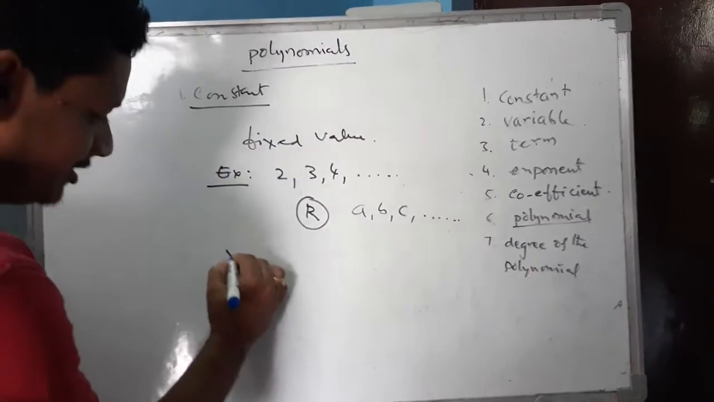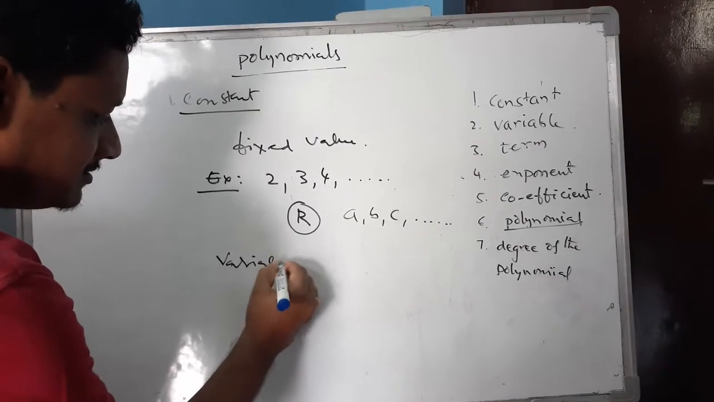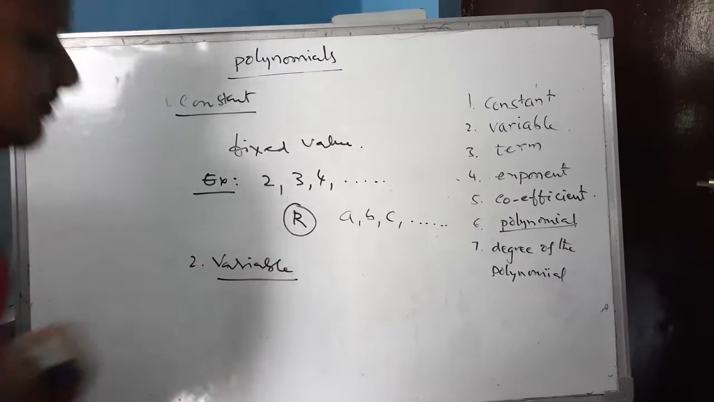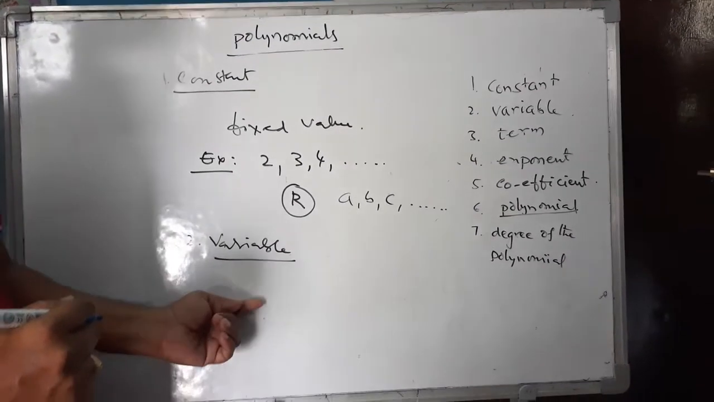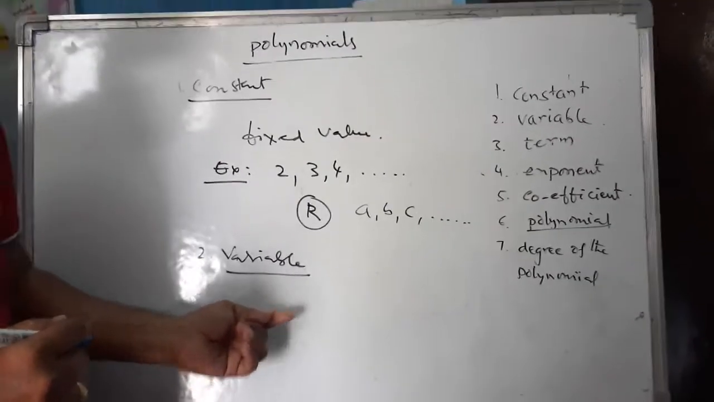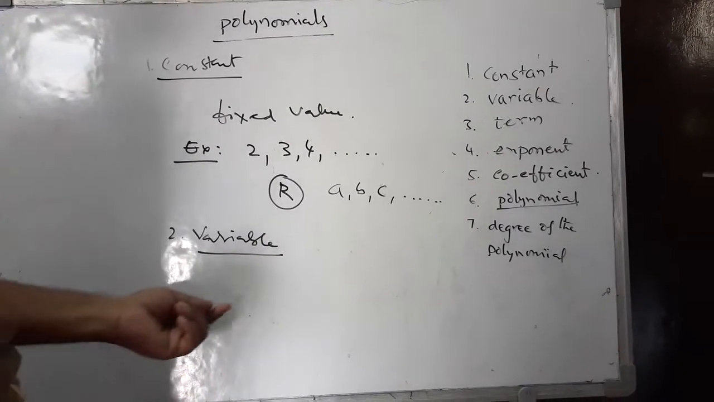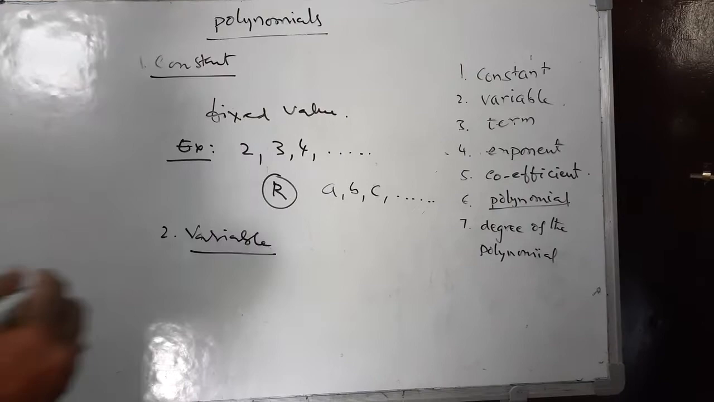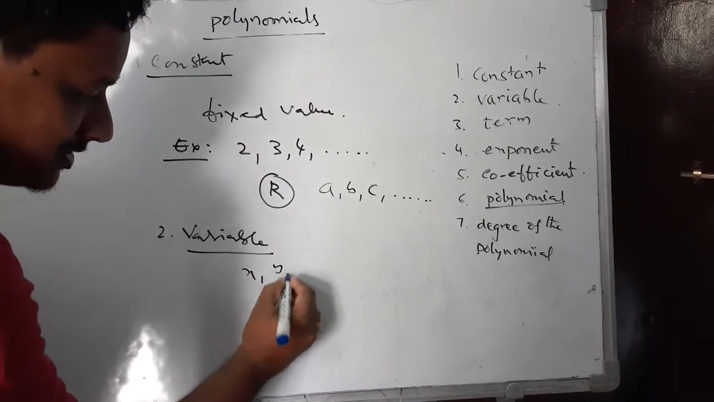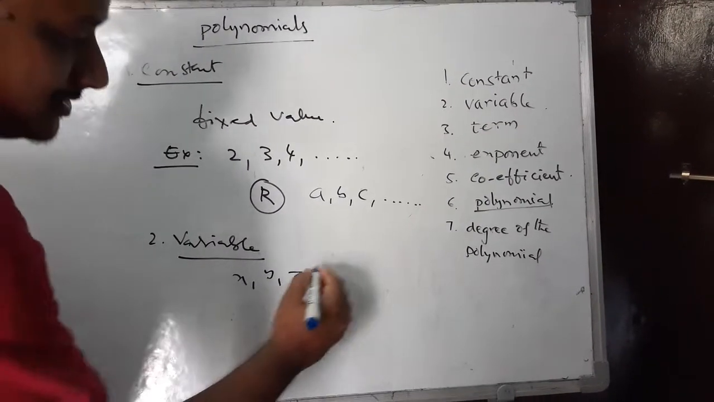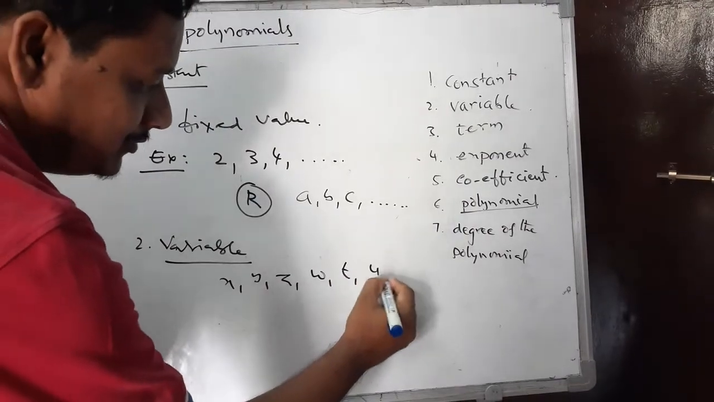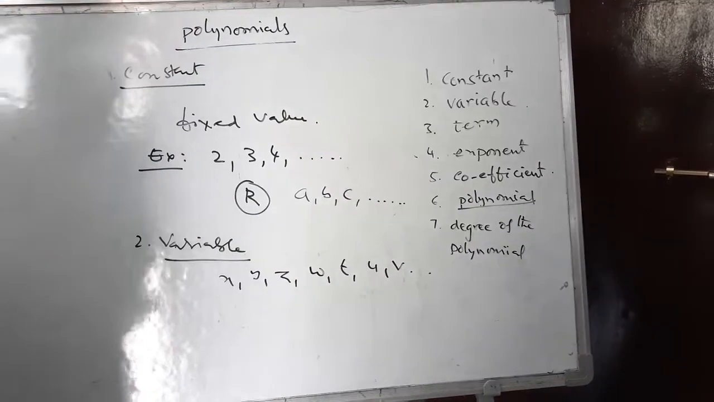Next, variable. Variable is also a quantity. It may change. It is not a fixed value. It is denoted by small x, small y, small z, w, t, u, v, etc.